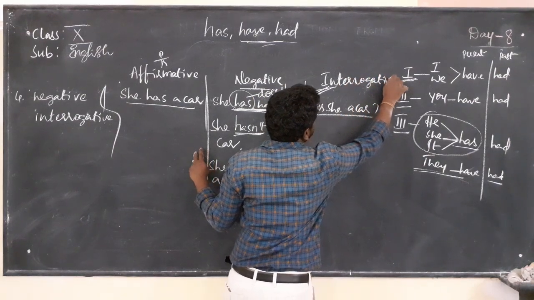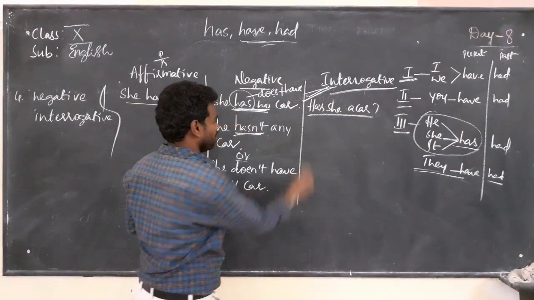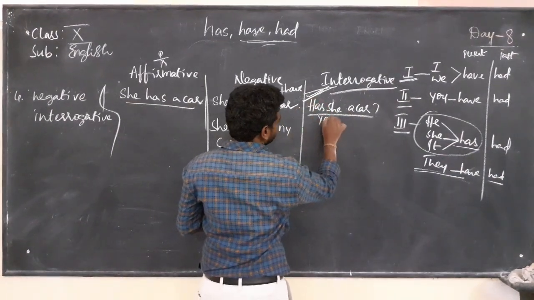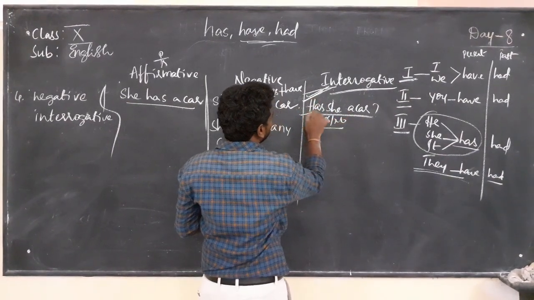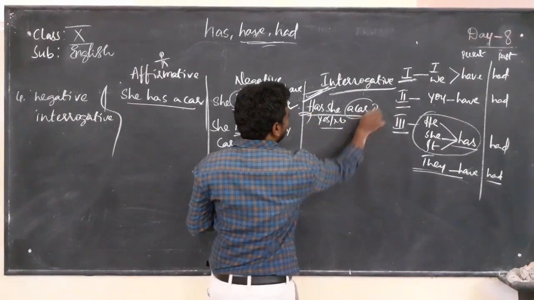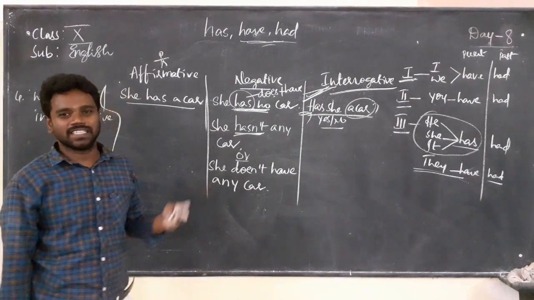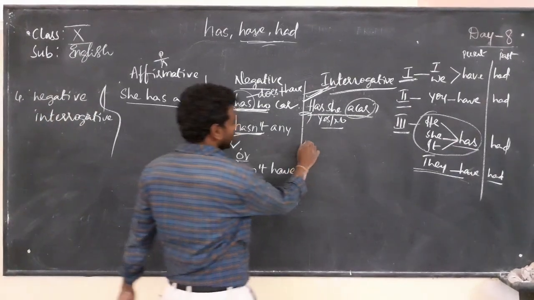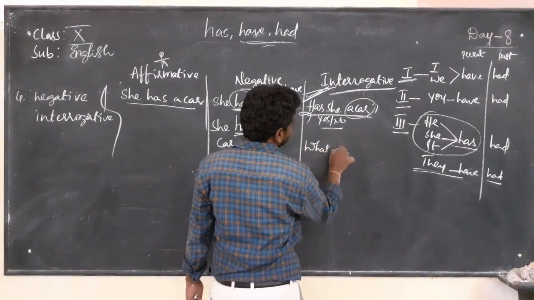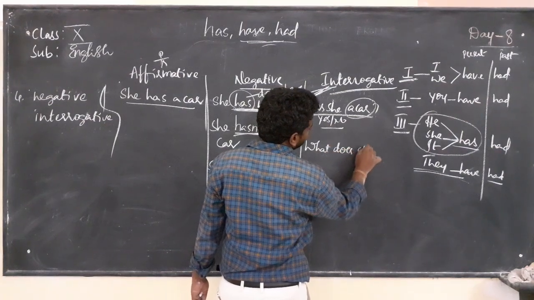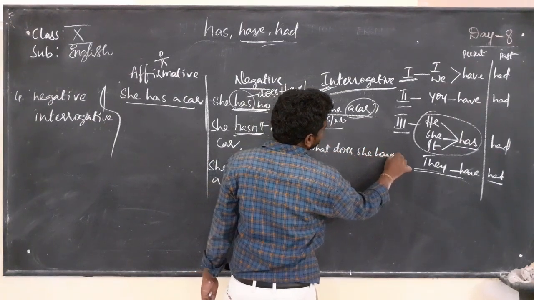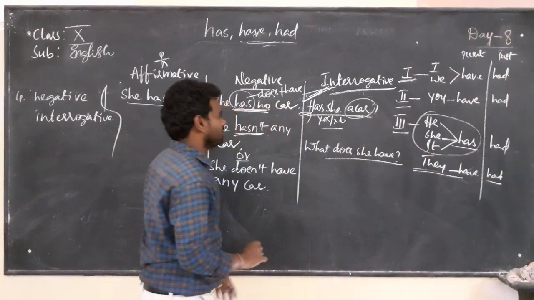Interrogative questions can be used as has she a car, and this is a yes/no question. And what is the main question? Car. What does she have? We can use it. What does she have? What has she also can be used. So it can also be used as an interrogative.